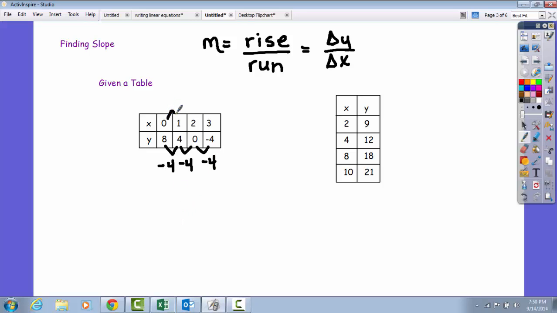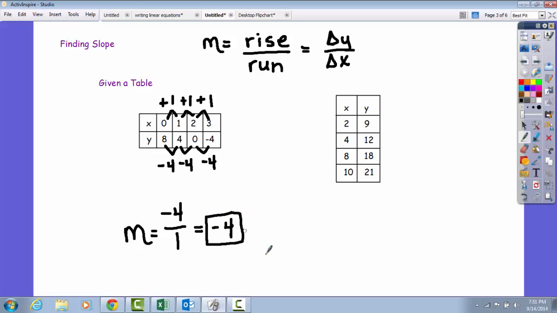My run is given by the change in my x values, and on this horizontal table my run is going to be on the x values on the top, and they are increasing by 1 each time. The slope for this table is a rise of -4 over a run of +1. Therefore, my slope equals -4 over 1, or can simplify to -4. Each one of these fractions are the same, making sure that they're all equivalent and a constant rate of change.